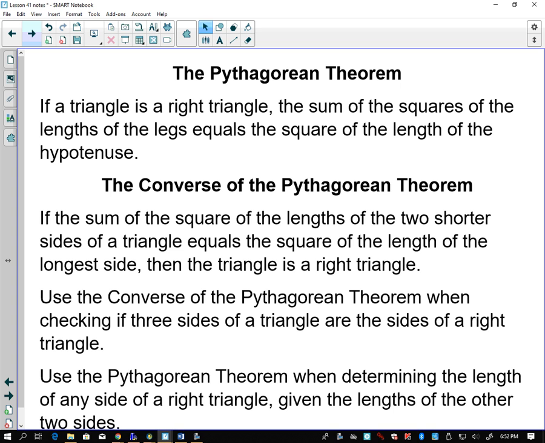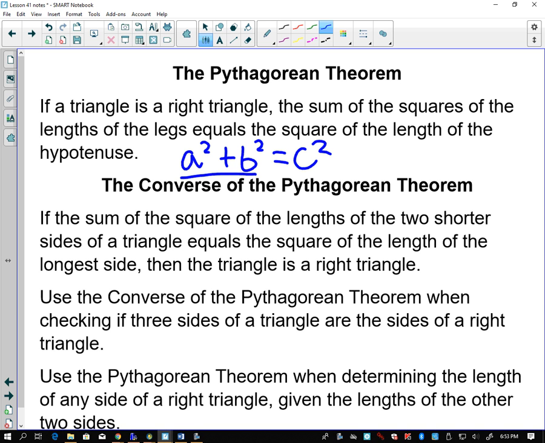Here we go. Pythagorean theorem, which I'm hoping by now that everybody knows, but not everybody's in geometry. That's where we hit it really big. If a triangle is a right triangle, then the sum of the squares of the lengths of its legs equals the square of the length of the hypotenuse. Essentially, if a triangle is a right triangle, then a squared plus b squared will be equal to c squared. The sum of the squares of the lengths of the legs is a squared plus b squared, which equals the square of the length of the hypotenuse, c squared.